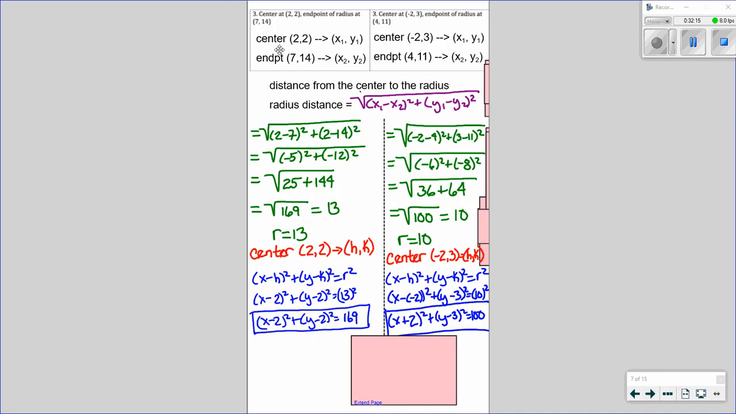And when it deals with having 2 points, the end point and the center, you need to find the radius. In order to find the radius, you use the distance formula. Once you find that radius, then you have the center already and the radius, and you plug it into the circle equation to find your equation for those points.